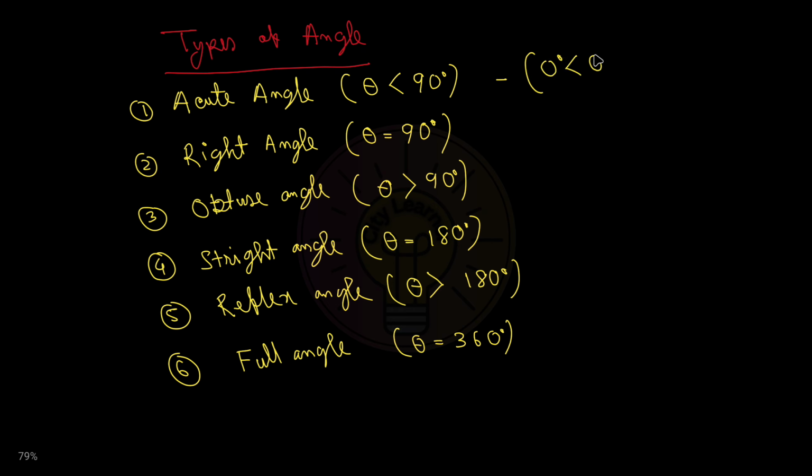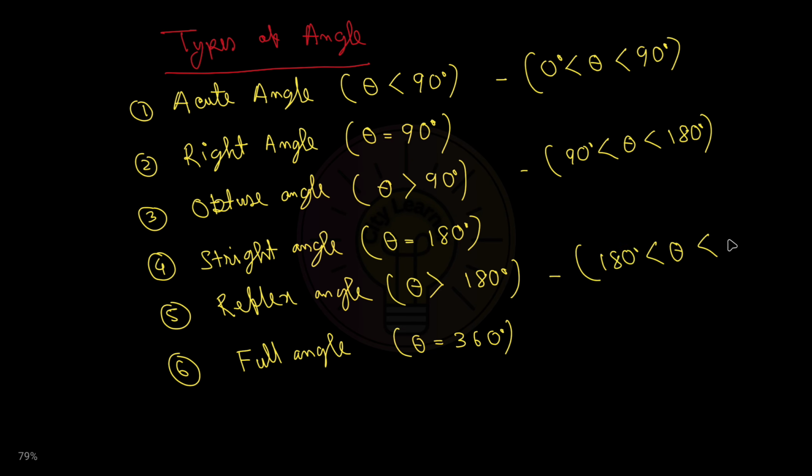If we write the correct way, the acute angle is more than 0 degrees but less than 90 degrees. Obtuse angle, more than 90 degrees but less than 180 degrees, and reflex angle, more than 180 degrees but less than 360 degrees. So these are about angles.